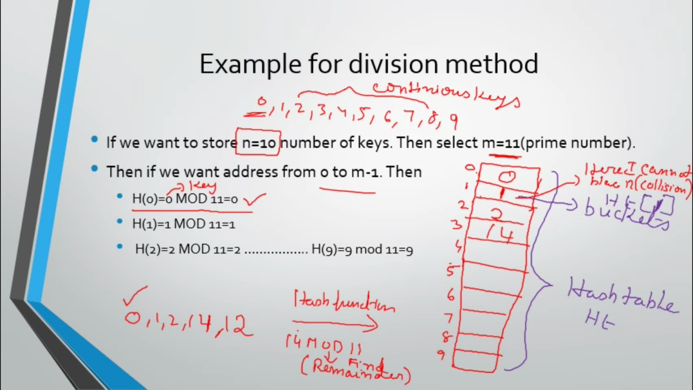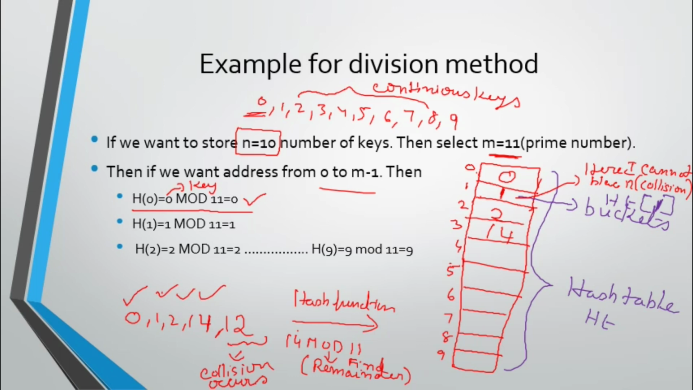So this is how we use the division method, and that is what you need to know for this slide, along with how to store the numbers. We have successfully stored 0, 1, 2, and 14, but 12 we cannot store because a collision occurs. What to do when a collision occurs, I will tell you when we study collision in the same video. You need to watch the video till the end to understand how to solve this problem.